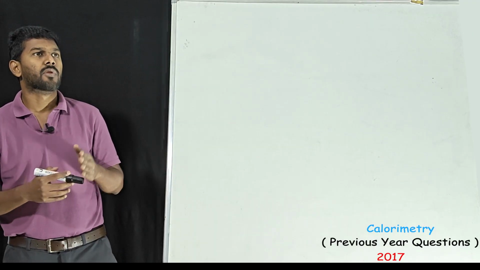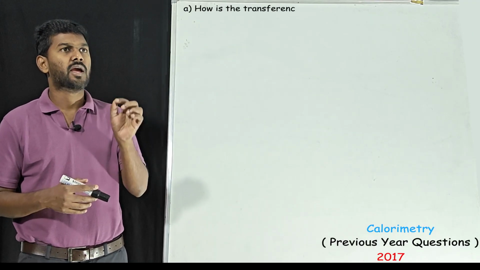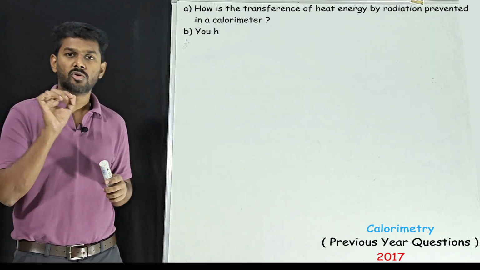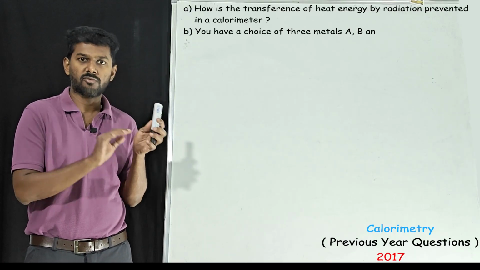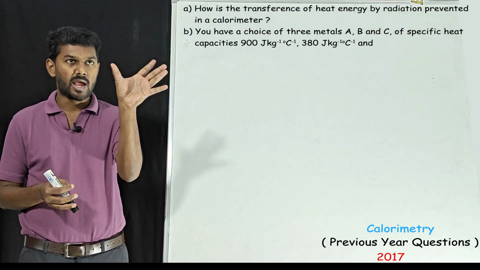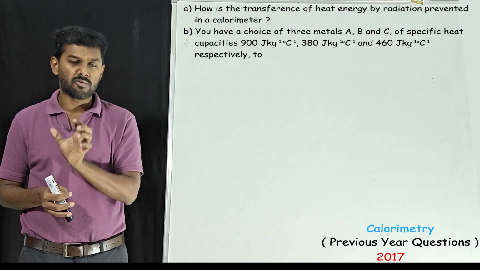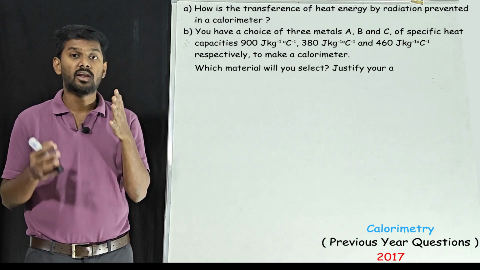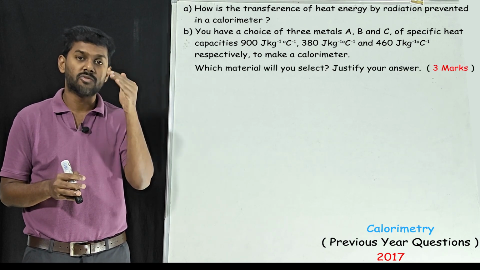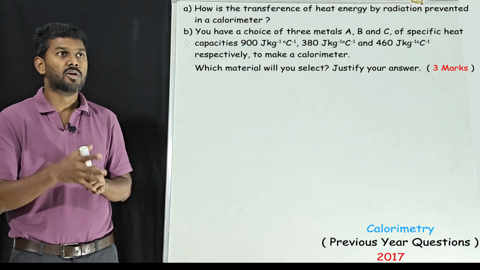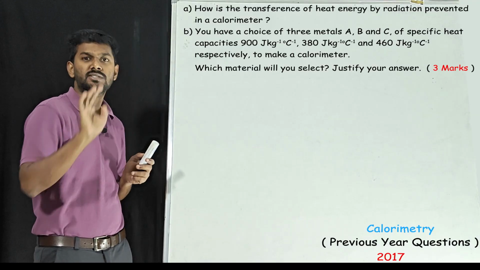Our next question: how is the transfer of heat energy by radiation prevented in a calorimeter? See, when it comes to the calorimeter, in the theory concept we have learned 5 give reason type of questions. That is what we have learned in the concept video. That is why I always suggest you watch the concept video, theory, numericals, everything, and come back to the previous year paper. So here, out of 5, one question is asked.